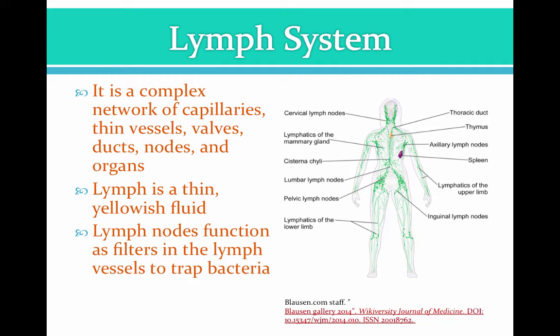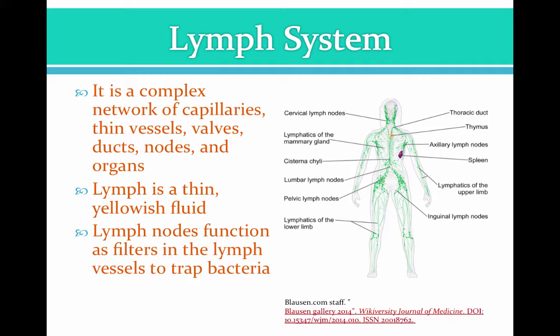All right, so now I'm really excited to talk about the lymph system. And you might wonder why I'm excited about this, but I'll explain here in a little bit. So the lymph system is a complex network of capillaries, thin vessels, valves, ducts, nodes, and organs.